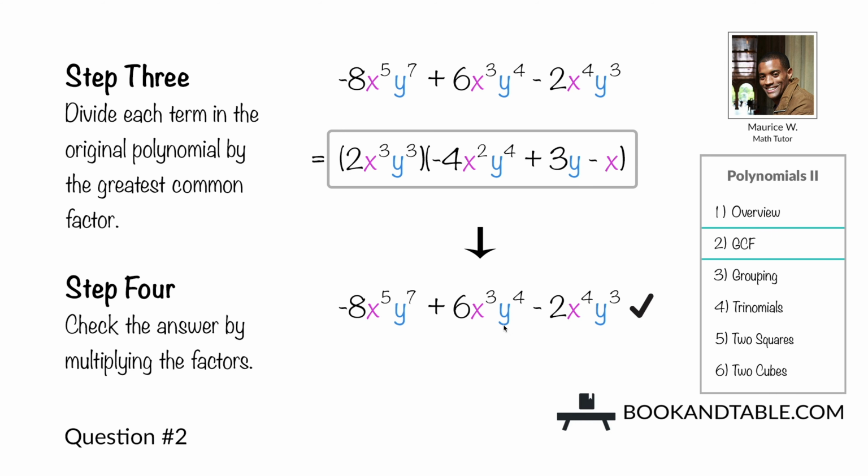So our final polynomial matches our original polynomial, which confirms that the factors we were looking for are 2x cubed y cubed and -4x squared y to the 4th plus 3y minus x.